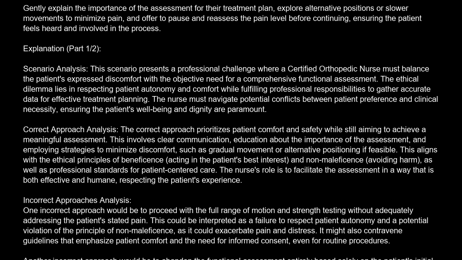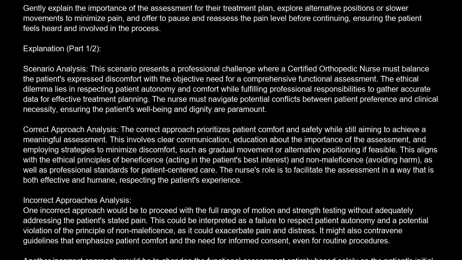This scenario presents a professional challenge where a certified orthopedic nurse must balance the patient's expressed discomfort with the objective need for a comprehensive functional assessment. The ethical dilemma lies in respecting patient autonomy and comfort, while fulfilling professional responsibilities to gather accurate data for effective treatment planning. The nurse must navigate potential conflicts between patient preference and clinical necessity, ensuring the patient's well-being and dignity are paramount. Correct approach analysis.